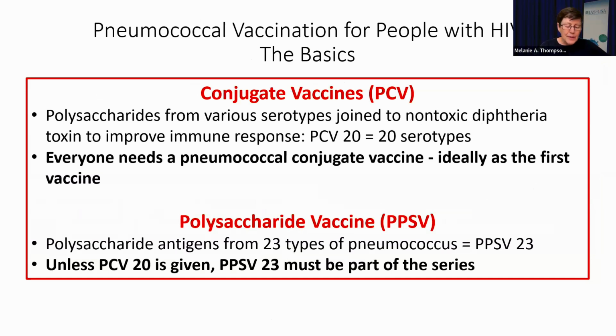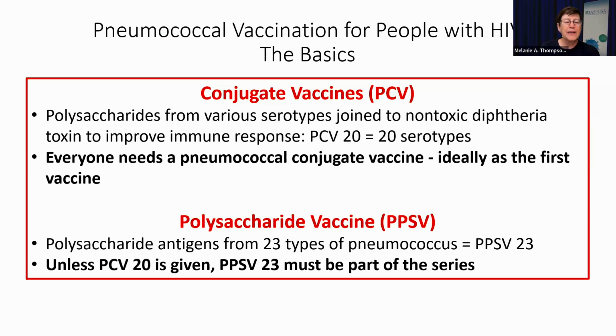So now we're going to move into pneumococcus. This is a little more complicated. So I want to go over some basics. First of all, we have 2 types of vaccines. Conjugate vaccines take polysaccharides and join them to a non-toxic diphtheria toxin to improve the immune response. And the number of serotypes that will be represented in a vaccine is right there in its name. So for Prevnar 20, you know that this represents polysaccharides from 20 different serotypes.